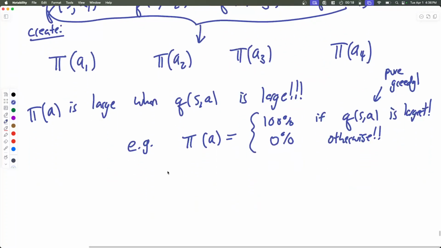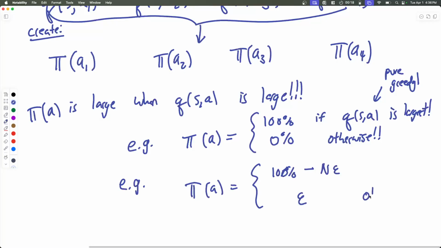The epsilon greedy also fits into here. The epsilon greedy is this. It's pi of A. It's 100% minus something like n times epsilon, and it's epsilon otherwise, if Q of SA is the highest. Right? So if you're not the highest one, you have an epsilon chance of getting picked. Actually, I guess you have an epsilon over n chance of getting picked, and there's no n usually the way we do it. Okay, so it's like this, where n is the number of choices.